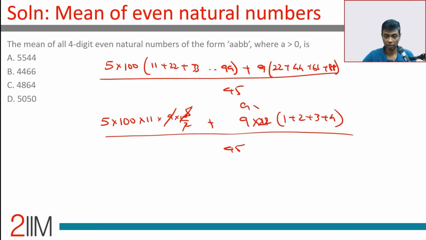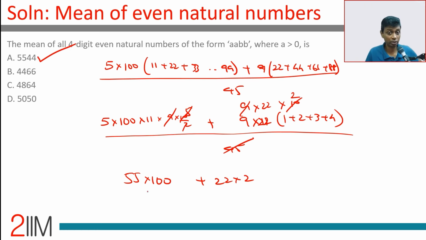This is 9 into 22 into 10. 9 into 5 is 45. So make it 2, this 45 disappears. So we have 5 into 11, 55 into 100 plus 22 into 2. 5500 plus 44, 5544. Lovely.